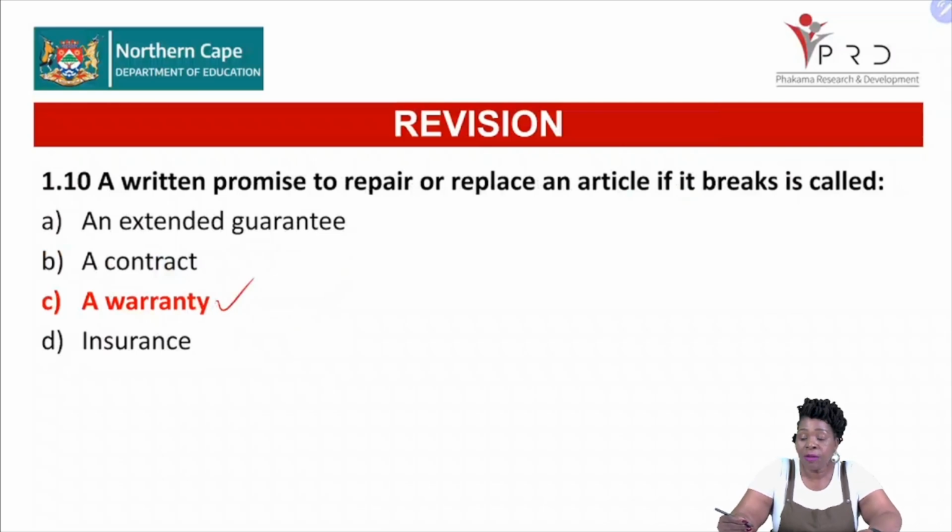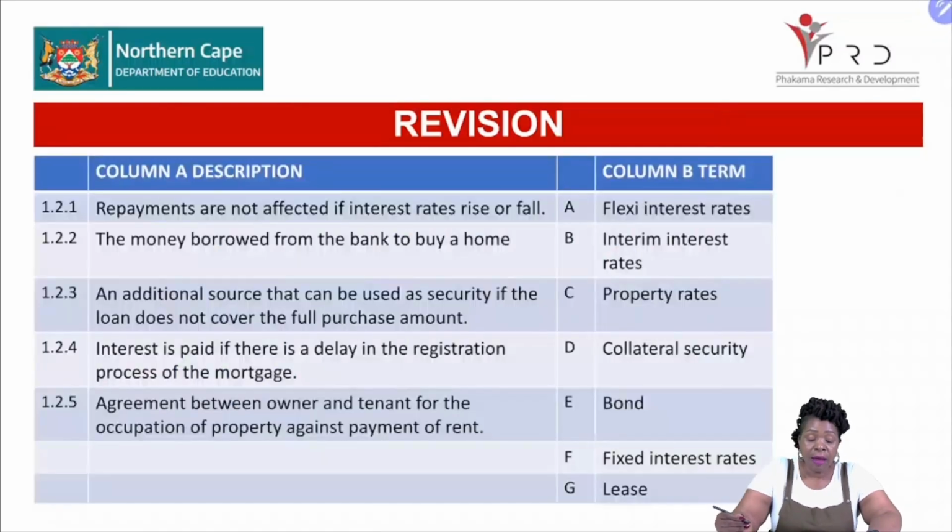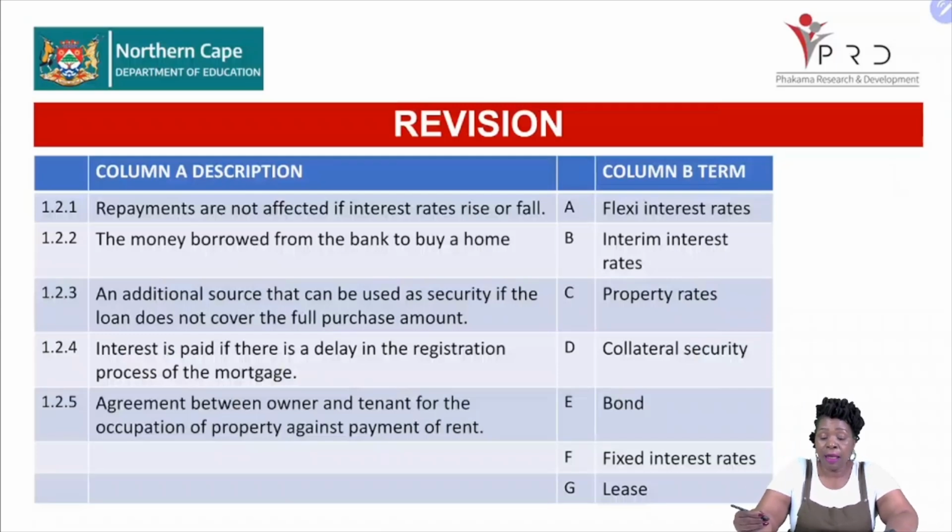Right, let's move on to the next question, which is 1.2. It says match the term in column B with the description in column A. Our columns are on the next slide. We are just supposed to match the term that is in column B with the description in column A. Right, let's move on. There is the description column, which is A, and then column B, which is the term.